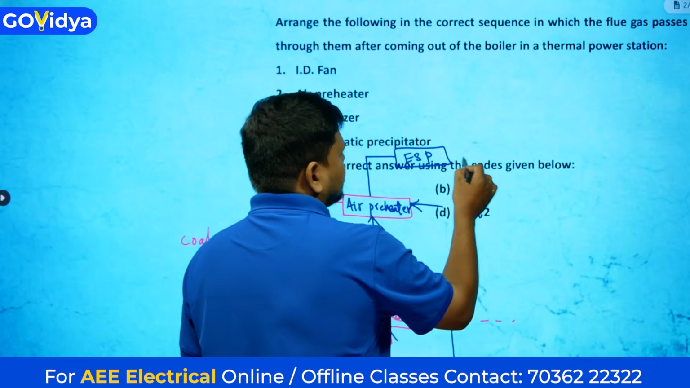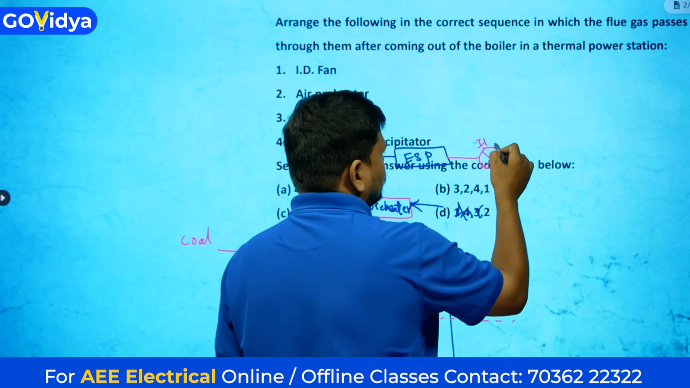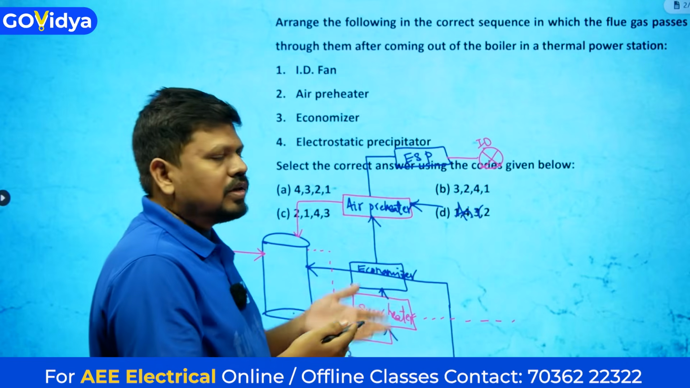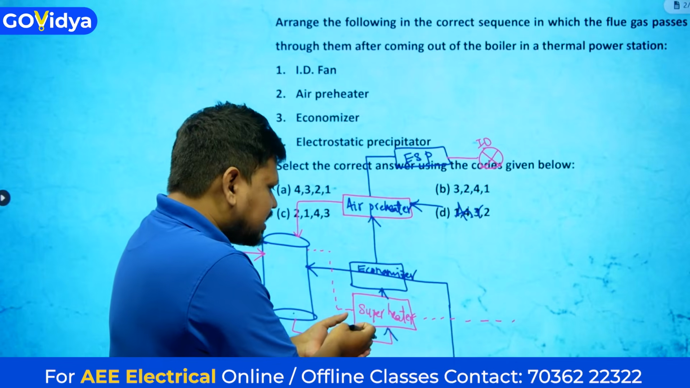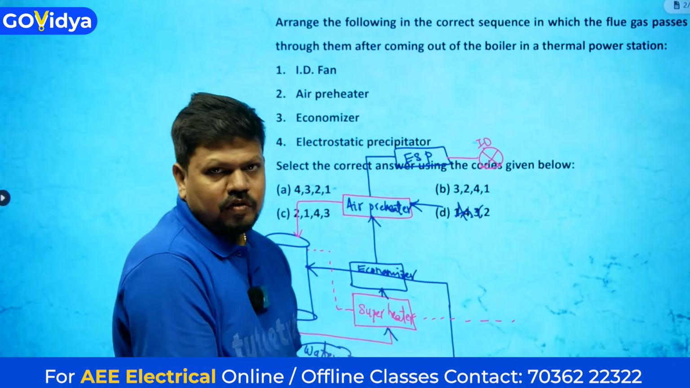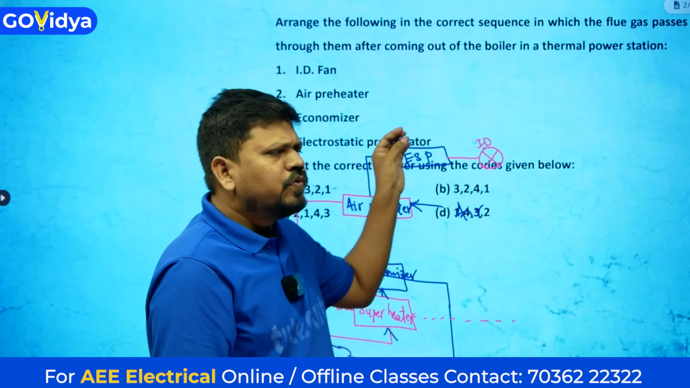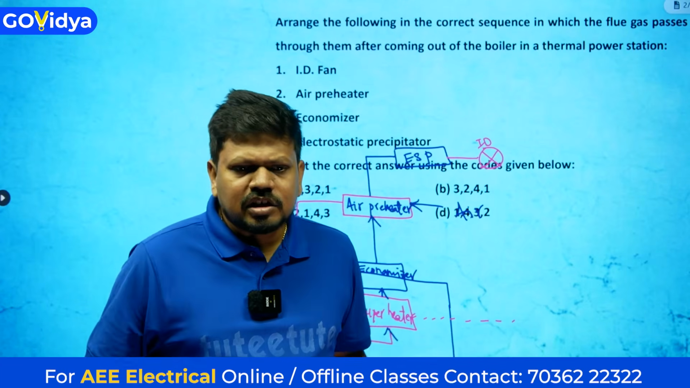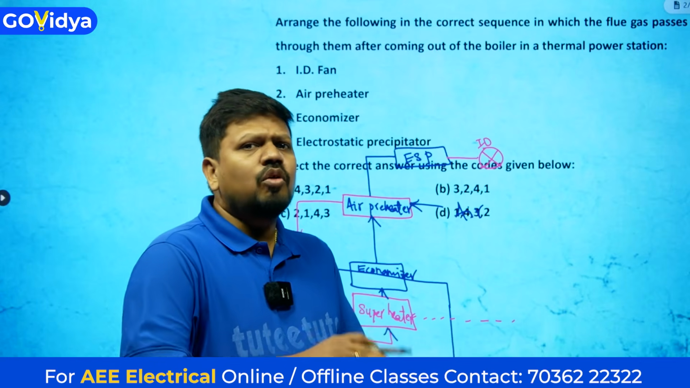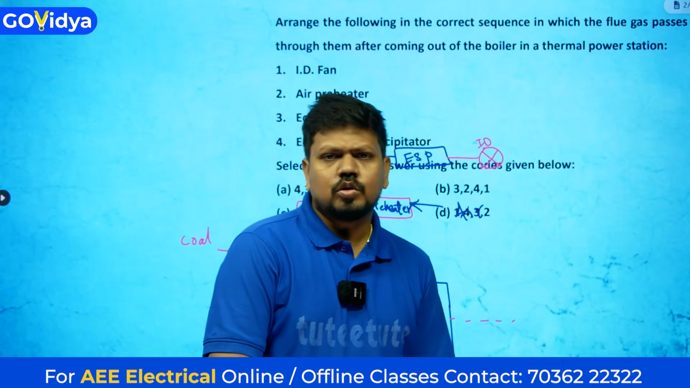Anyhow, next we need to use a fan. We have to use an ID fan to send out whatever remaining smoke is there. After collecting all these flue gases, only smoke will be available, and that smoke has to be sent out. If you release it directly, what will happen? It will spread near the earth's surface only. We have to send it a little bit up. That's why we need to use this induced draft fan.